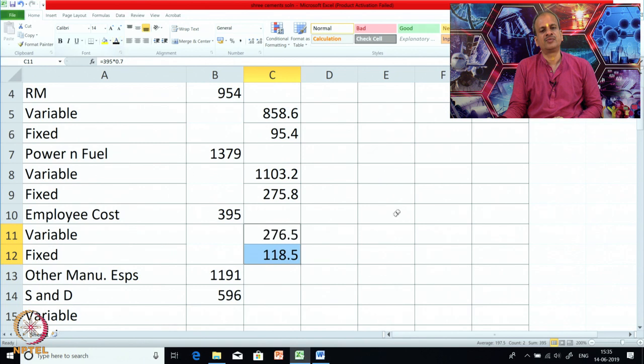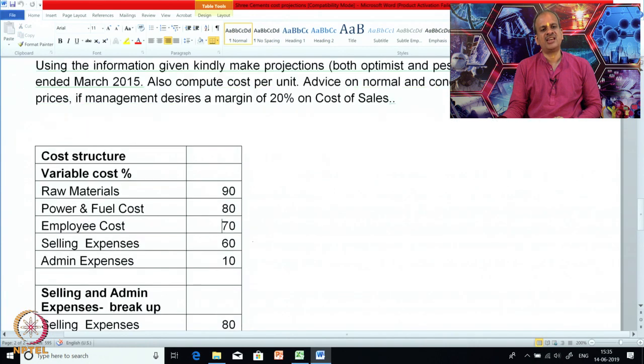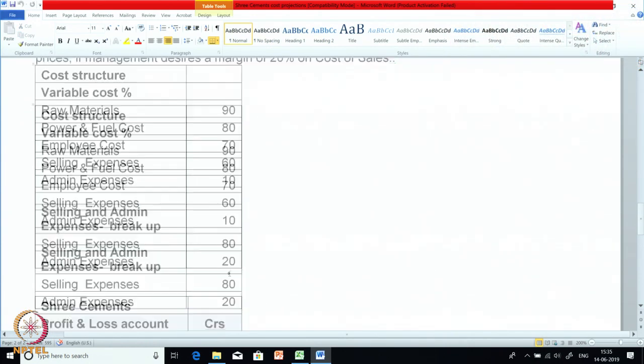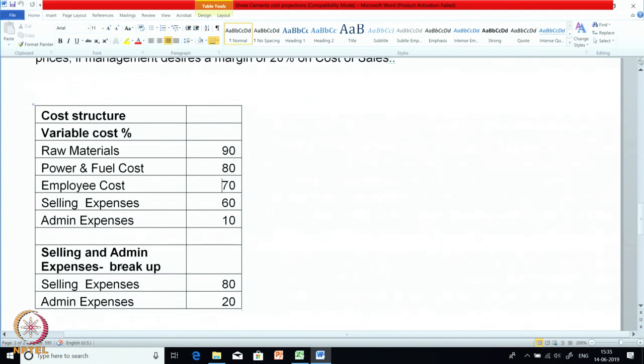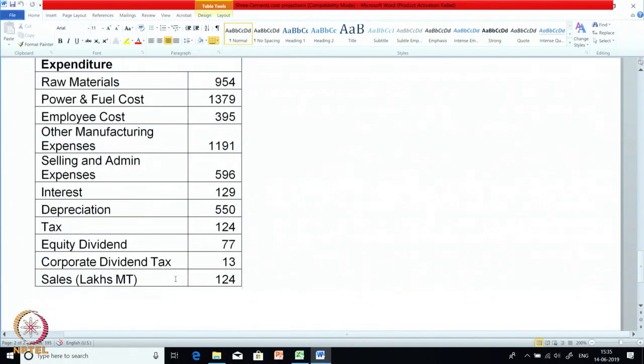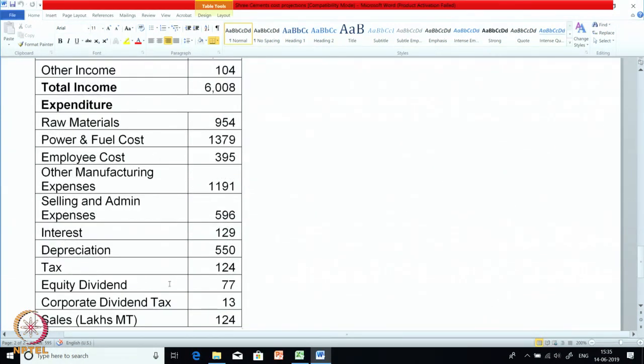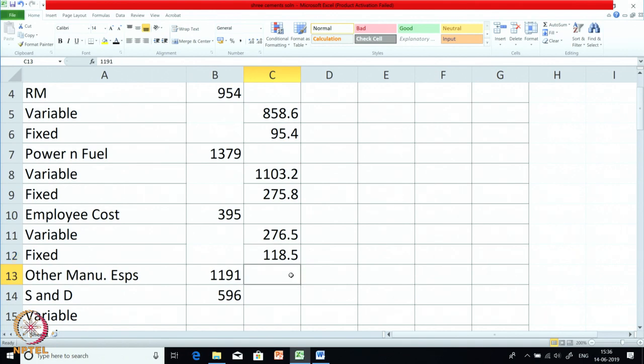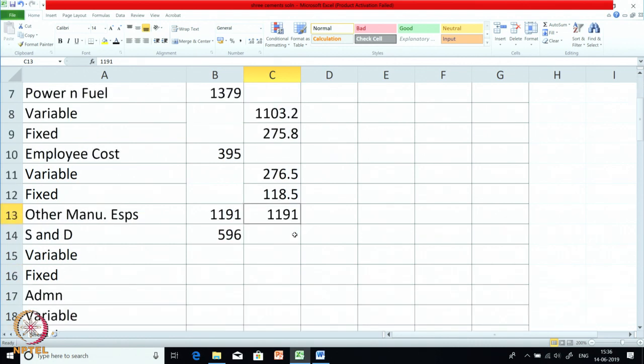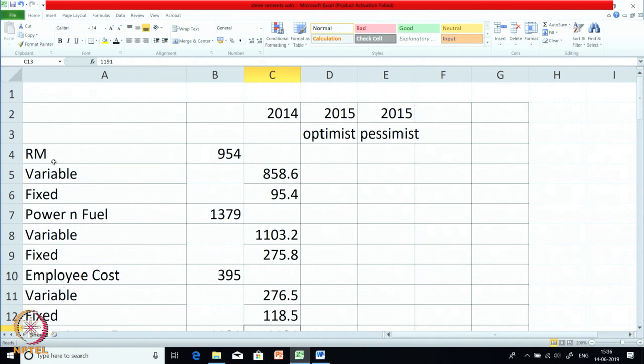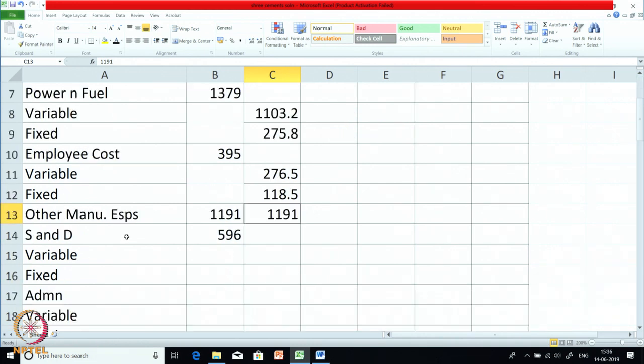Employee cost variable 276, fixed 118. Other manufacturing expenses, it is not given here, percentage of variability. Selling, we can just go down. This is other manufacturing expense. So, we have assumed it to be constant, because you will observe that most of the variable items are already over, like raw material, power. So, this is more likely to be a fixed cost. So, we have just taken it as it is.